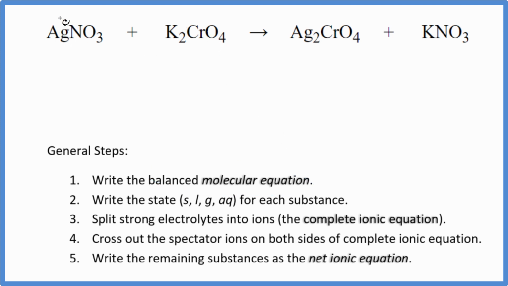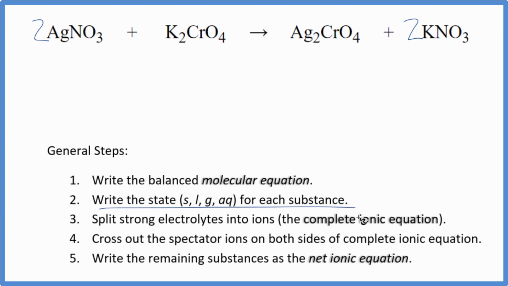I can see right away I have silver here, and then two silver atoms here. So it looks like I'm going to put a 2 in front of the AgNO3. Now that I have two silvers, I have two nitrates and just one over here. I'm going to put a 2 in front of the KNO3. Two potassiums, and then I have a chromate on each side. So we're done. This is the balanced molecular equation.